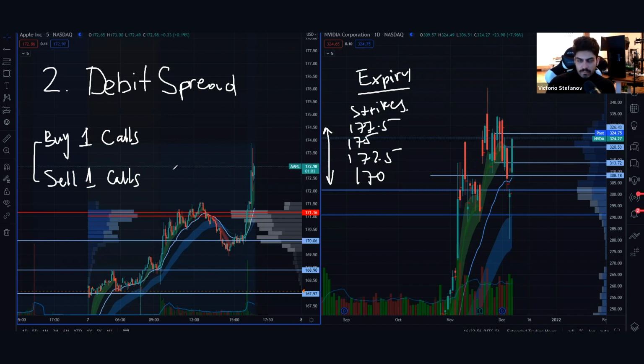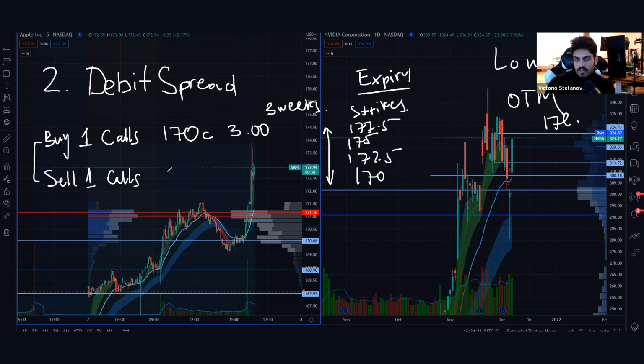So traders typically use this when they're not 100% directional and they want to limit the premium used. So for example, on Apple, if I was going long calls purely, I would go out of the money, 175 calls. With the debit spread, what I can do is go, you know what, 170 call, which is going to be more expensive. Let's say it's $3, that expires in 3 weeks.